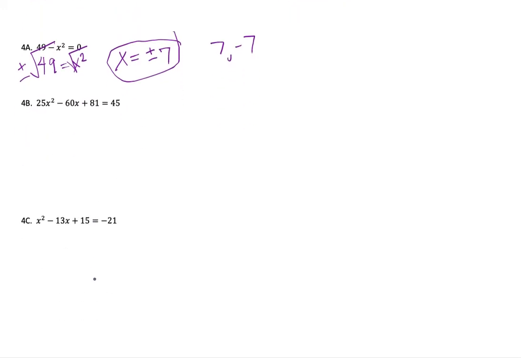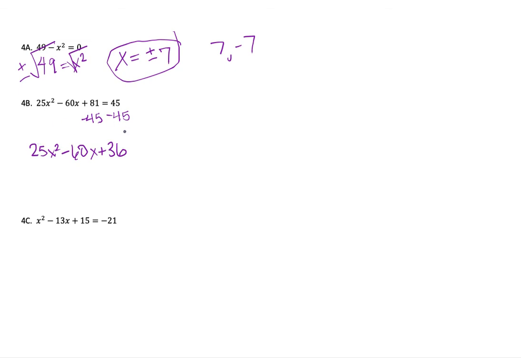This one down here looks like I first need to subtract 45. Okay, which leaves me with 25x squared minus 60x plus 36. I am not sure of the GCF of that. Ugh, that's nasty. So I think we'll have to use the swing method.